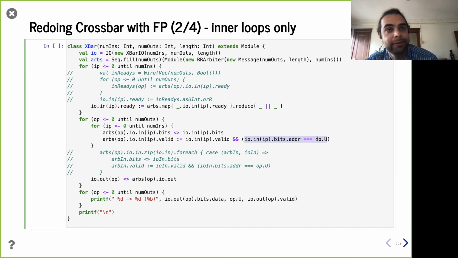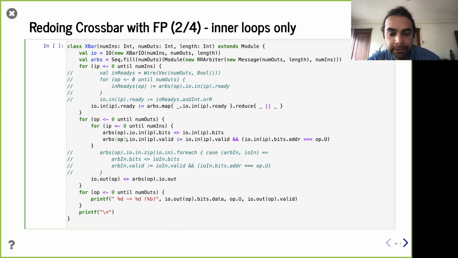So OP here isn't so much op, it's output port ID, whatever you want to call it. And so is that input port trying to send, is it .valid, as well as is it actually destined for this particular arbiter, right? But the result is, okay, this inner loop, we're kind of doing two things.